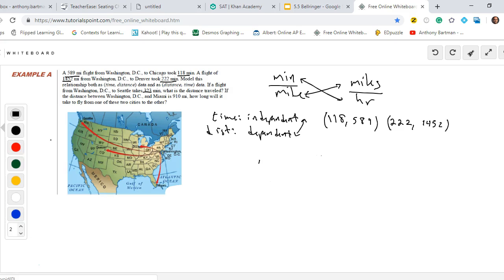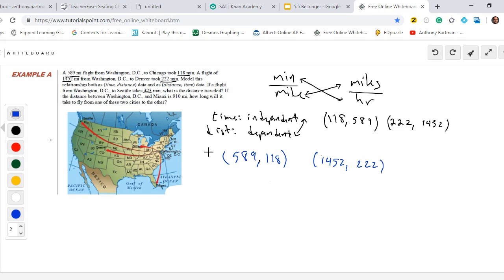So let's use a different color here. Let's use blue to now say our new points would be 589, 118, and 1,452, 222. All right, so now we've just flip-flopped our x's and our y's, which is the inverse anyway. Just switch the x and the y.